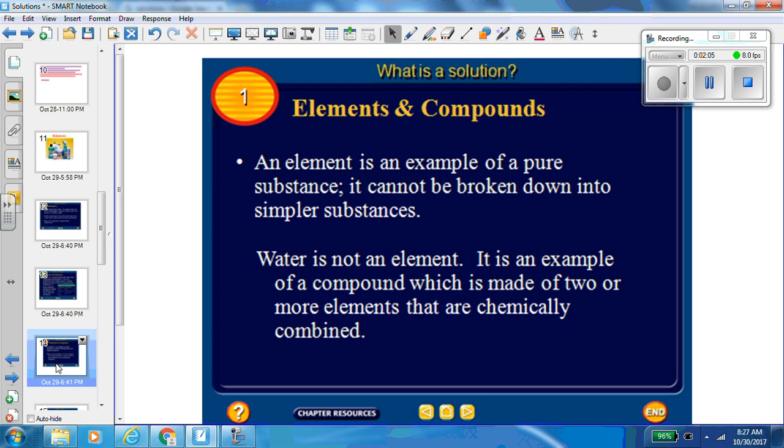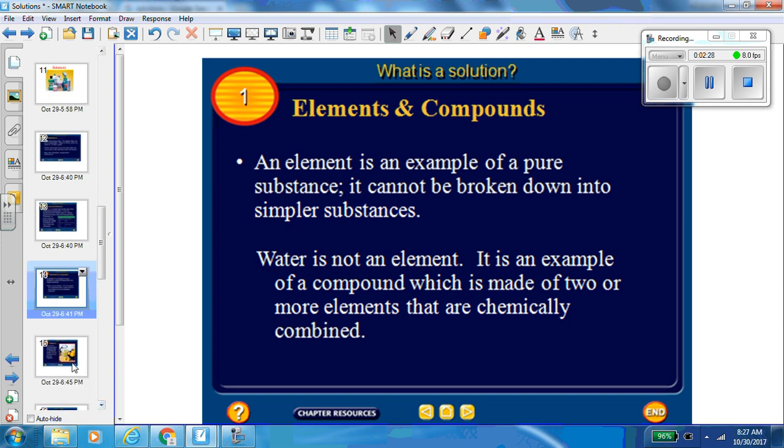Now, you can break a compound down, but since they're chemically combined, it's going to take more energy, and you would have to use one of those chemical processes that we saw on the previous slide in order to break a compound down, okay? But these are two examples of a substance, all right? It's not that easy to break them down. It takes a whole lot more energy. It takes chemical processes, all right?